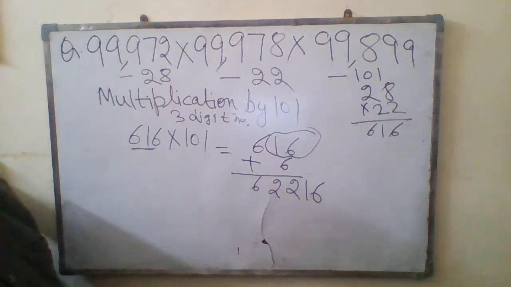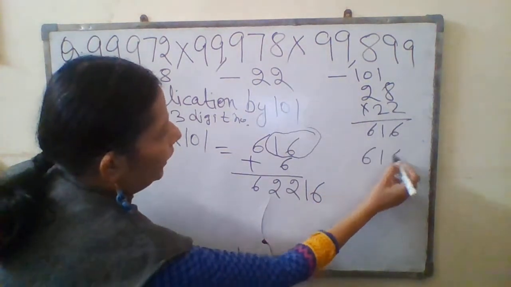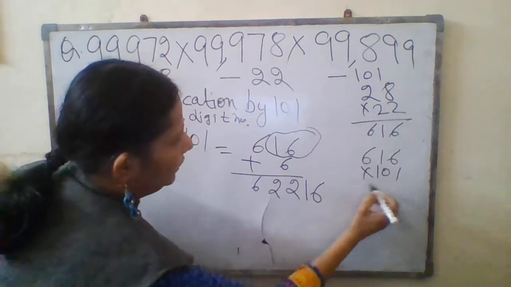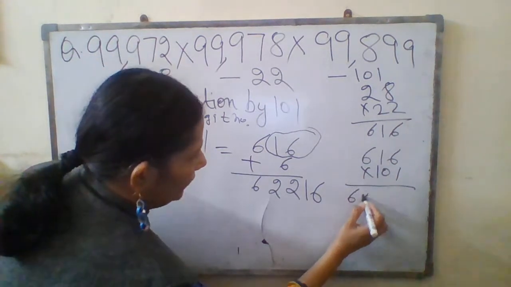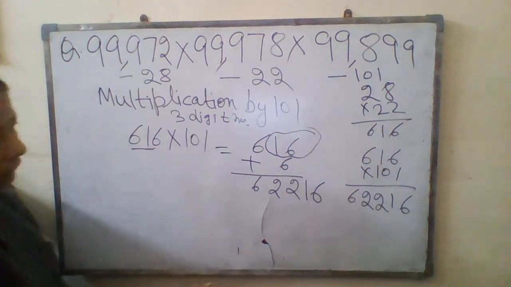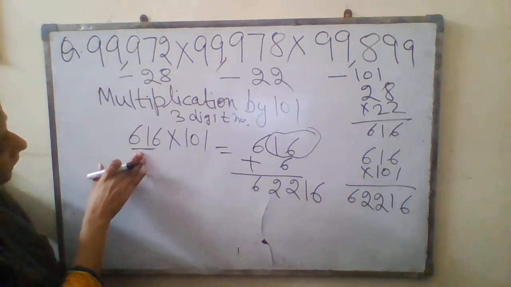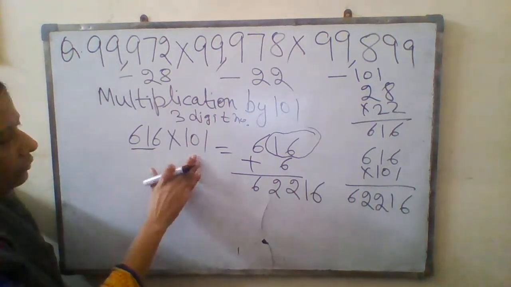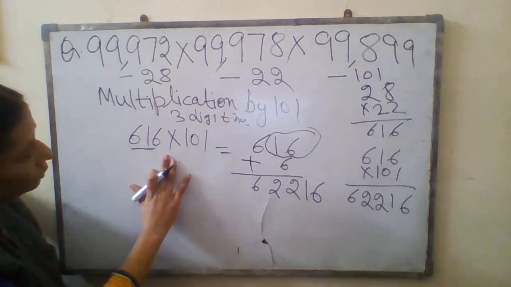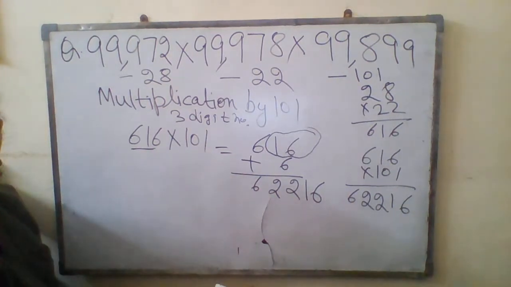And now you are able to solve it. Your question is solved. So I am going to write down here. What have you got? 616 multiplied by 101. You got 62216. Okay, see, this is what you have got. Look here. What I have done here, multiplication of a 3-digit number with 101. How will you solve multiplication of a 3-digit number with 101? I have told you. You can try some other questions also.